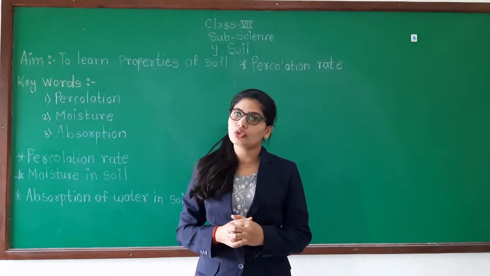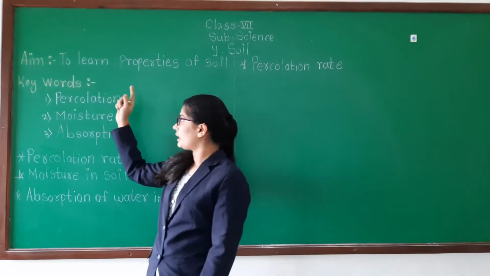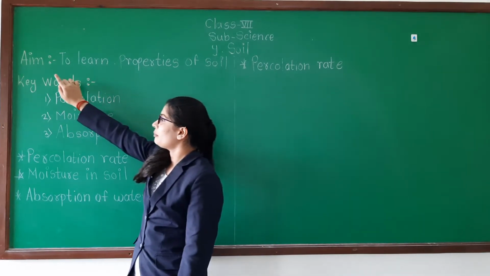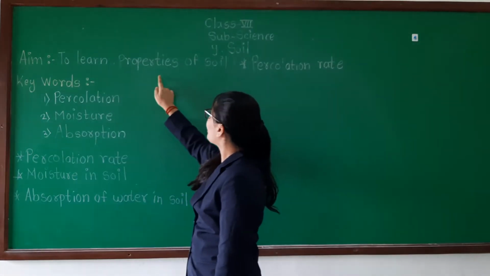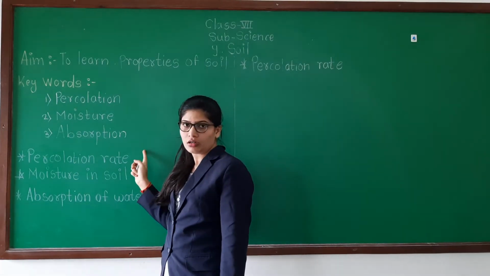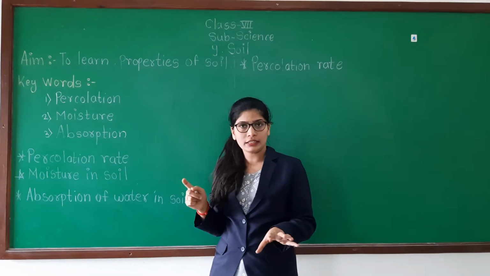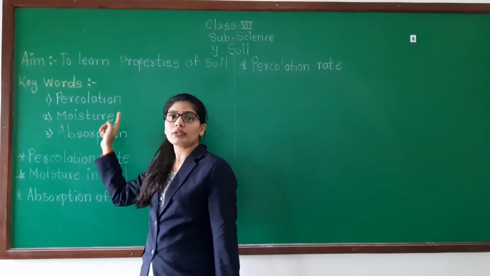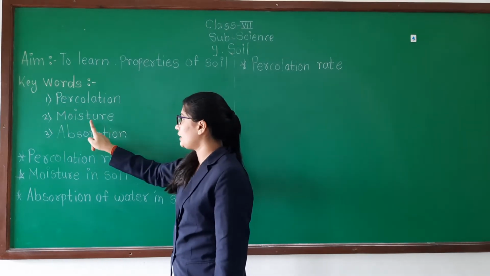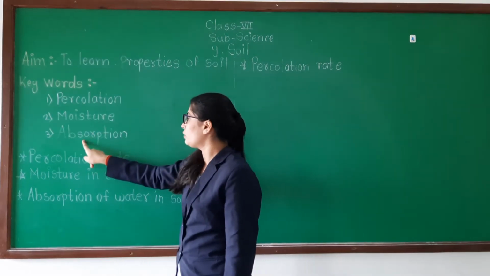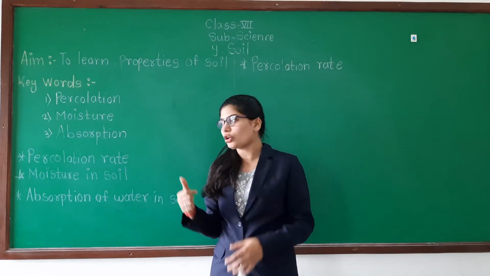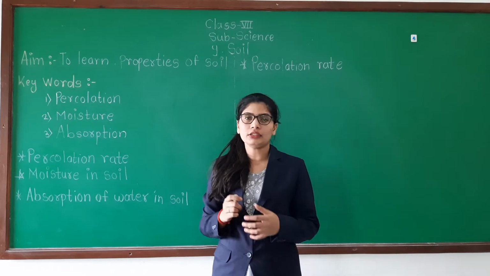So be ready with your notebook, pen and then write the aim and the keywords of this session. See, write the aim properly: to learn properties of soil. Then 3 keywords are there. Write those keywords properly, with proper spelling. First one is percolation, then moisture, and third one is absorption. Okay. If you want to take the screenshot, you can take it and then write the aim and the keywords.